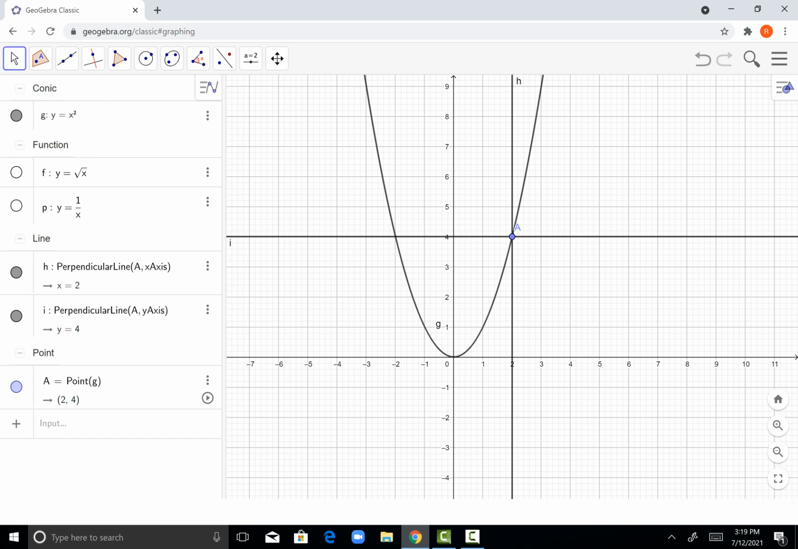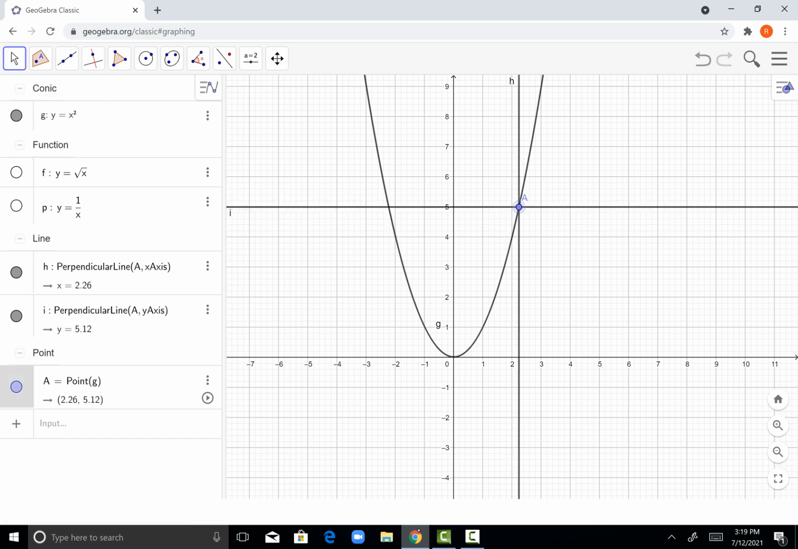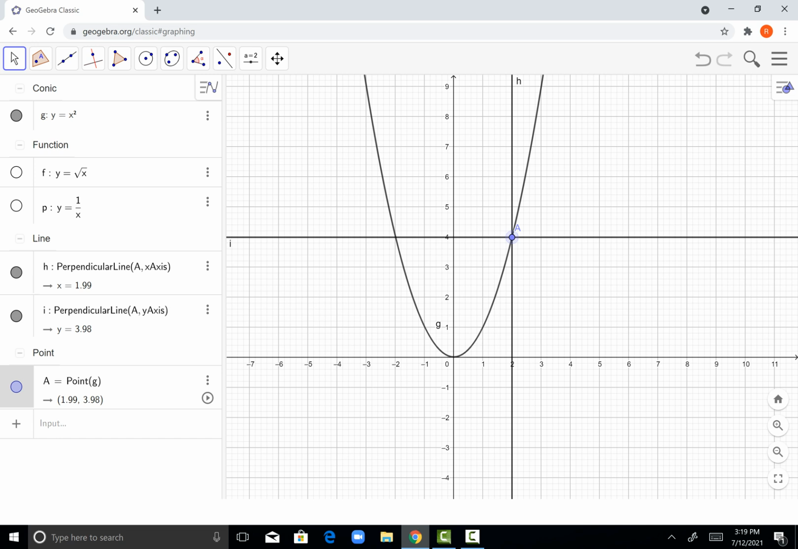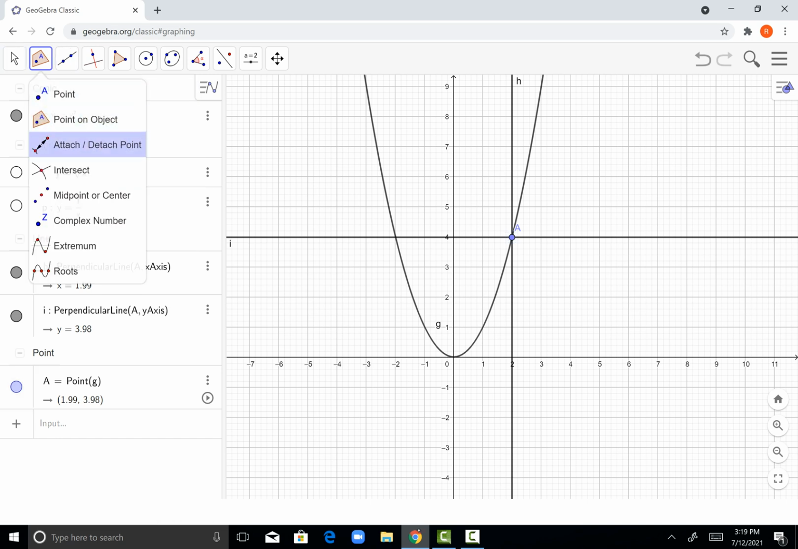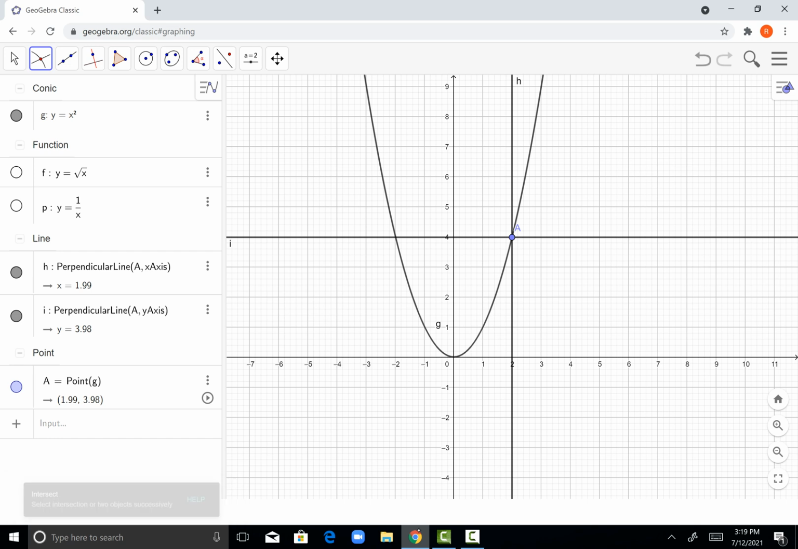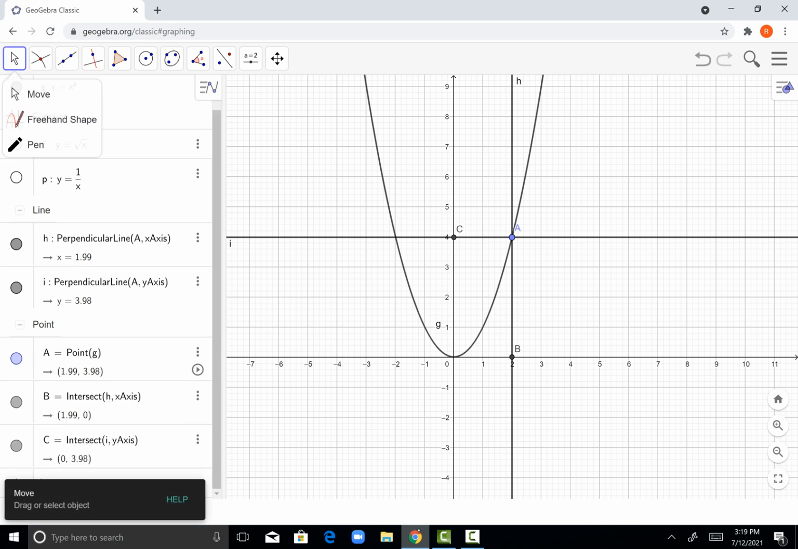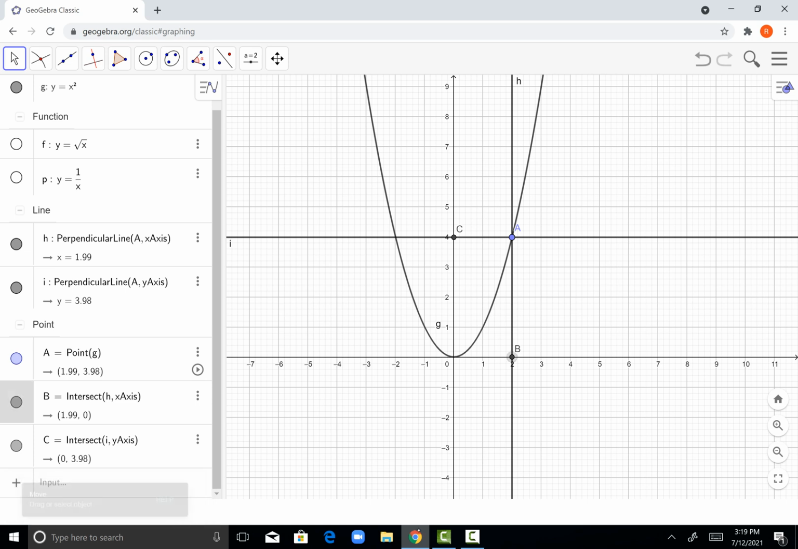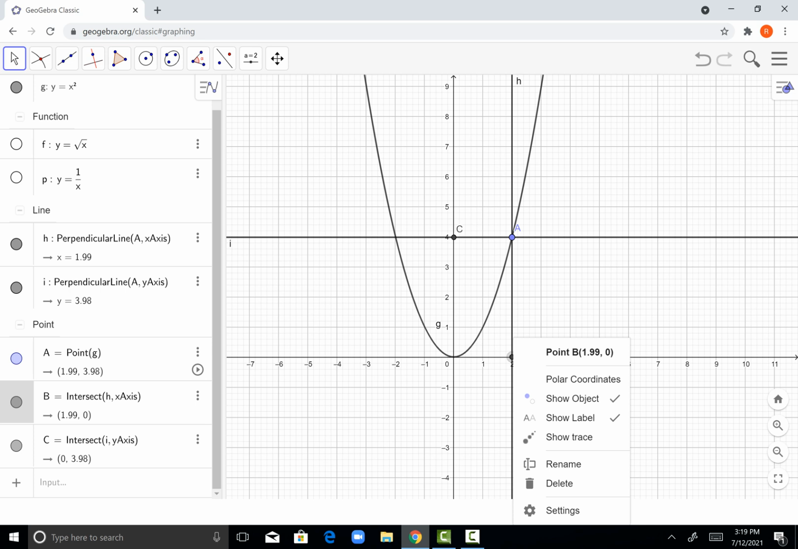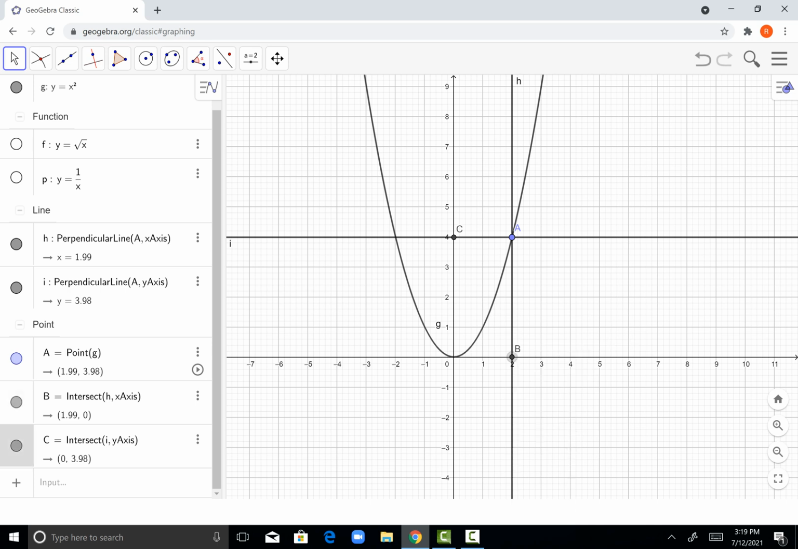So what this does is move this point along here, and what I'm going to do is put a point on the intersection down here, right there, and a point here. Okay, and then I'm going to trace these points so you can see what that does. There we go, and I'm going to trace this point.